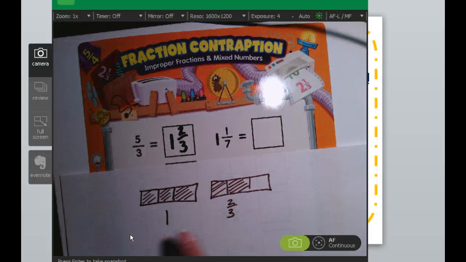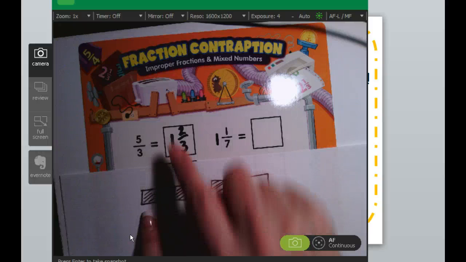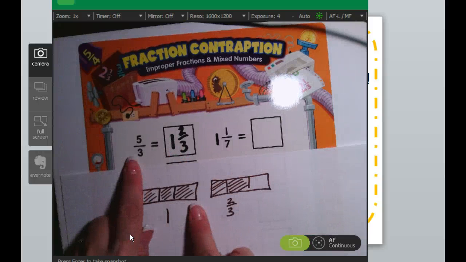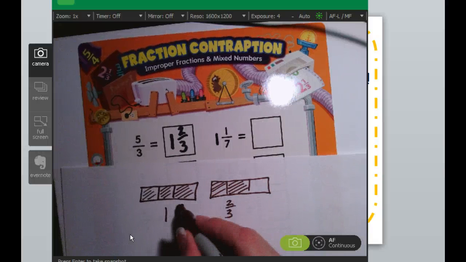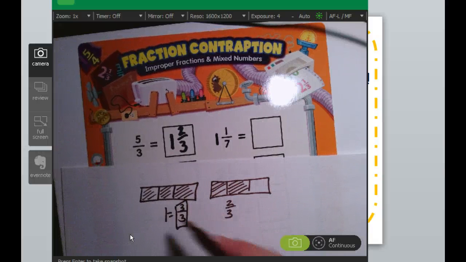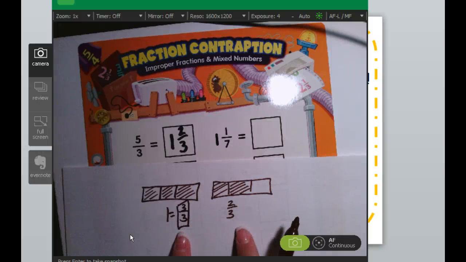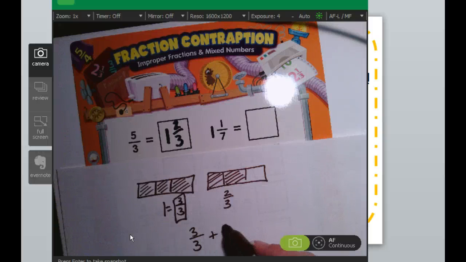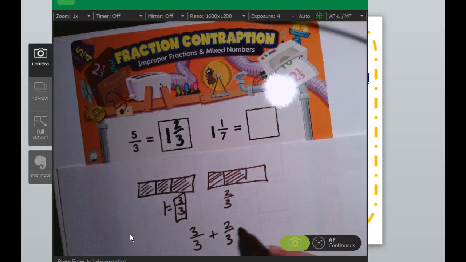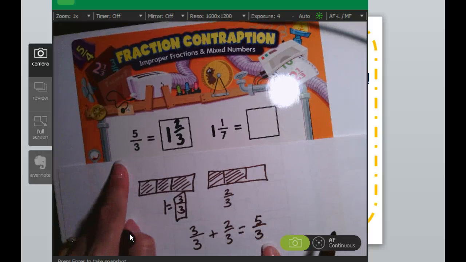Now after you get used to this and you understand that you can divide something into thirds, of course 3 thirds is what we have here, which is the same as 1. 3 thirds and 2 thirds equals 5 thirds. So if we wrote an addition sentence, we could see 3 thirds plus 2 thirds equals 5 thirds, which is exactly what we started with.